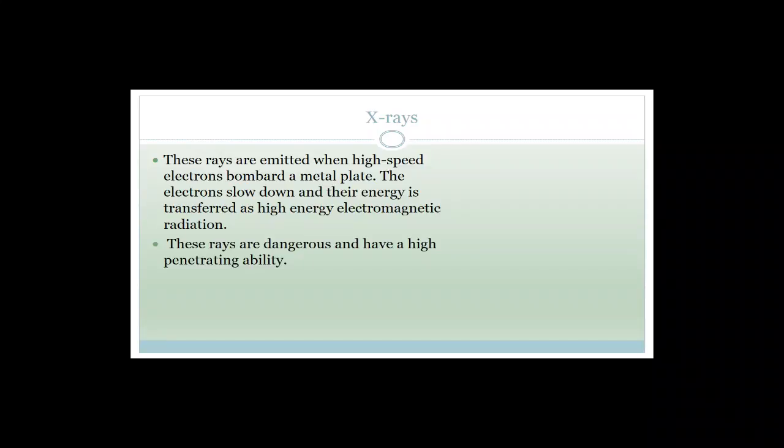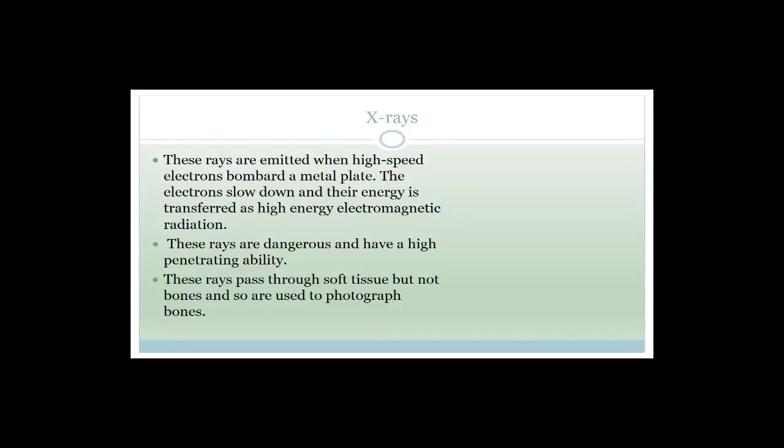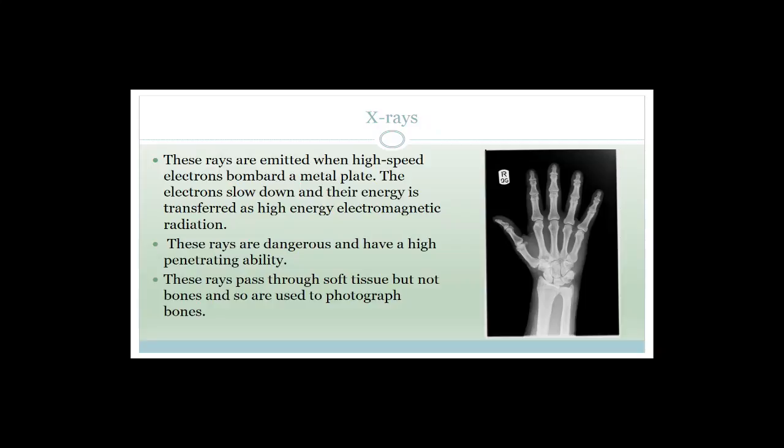They are dangerous and have a high penetrating ability, but they pass through soft tissue and not bones, and so are used to photograph bones. So this is a typical X-ray. The rays pass through the soft tissue, so they get absorbed by the soft tissue or pass right through. But the white bones reflect the X-rays, and therefore we can get a beautiful picture of it. So this is reflected light. The white stuff is reflected light. And you can see that this is obviously a hand with a whole bunch of bones.